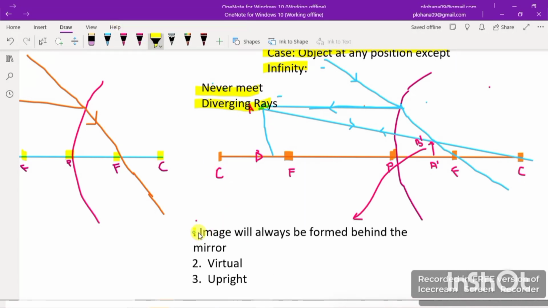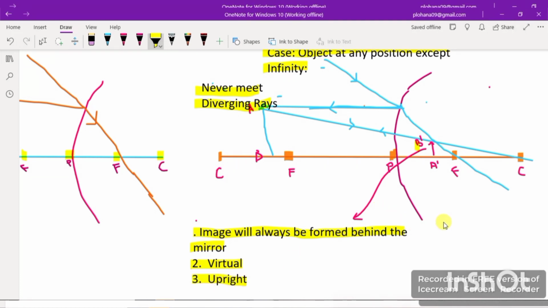Okay. So the image will always be formed behind the mirror. The picture which will be formed here will always be behind the mirror. Secondly, this picture will be virtual because we are forming the picture with the help of a mirror, right? The pictures which are made with the help of mirrors are always virtual, right? Thirdly, it would be upright.